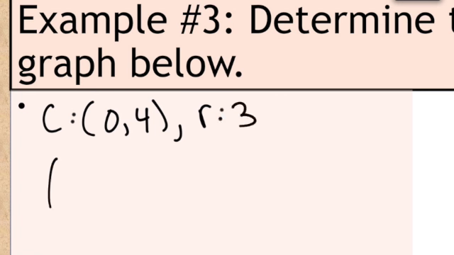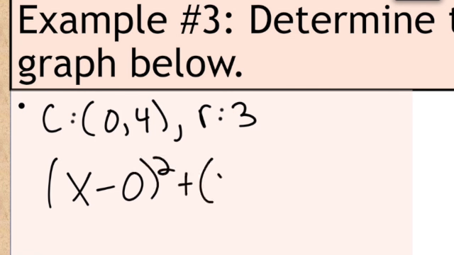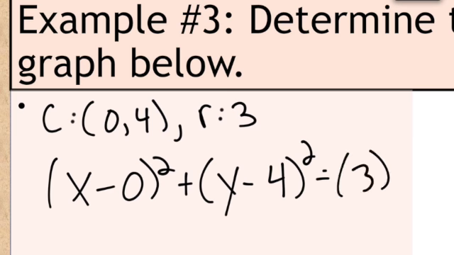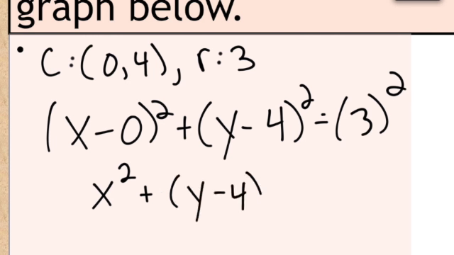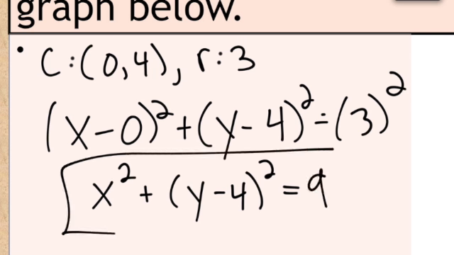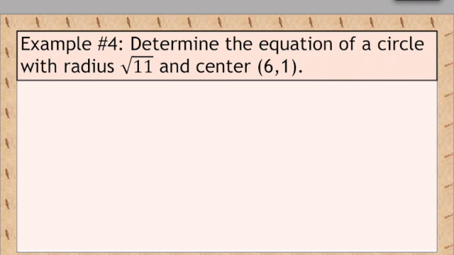So we just have to plug that into my formula. x minus 0 squared plus y minus 4 squared equals 3 squared. Just plugged it into my formula for a circle. Anything minus 0 is just itself, so this will just become x squared. Actually, we can just leave it as just x squared, no parentheses. x squared plus y minus 4 squared, and then equals 3 squared, which is 9. And we are all done.